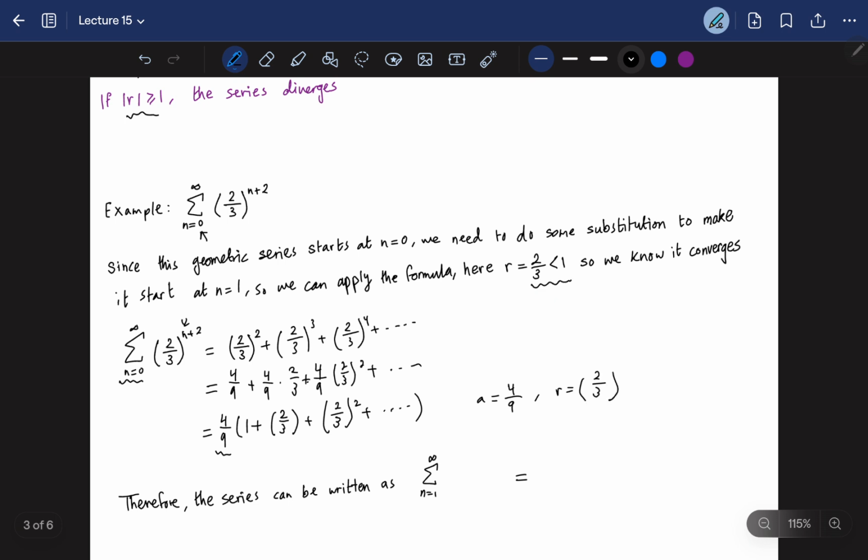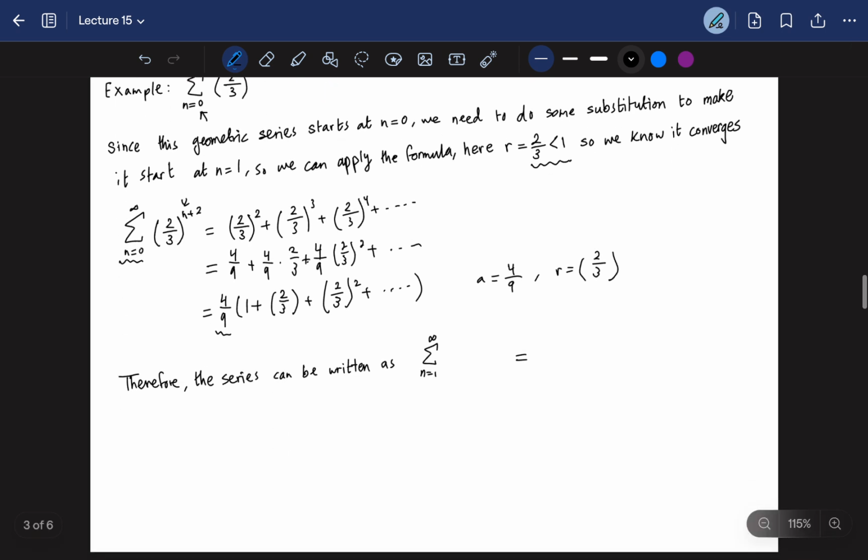Now 2 over 3 is less than 1, so we already know that this series is going to converge. So let's write it as a series that starts at n equals 1. So I'm going to have my a, so 4 over 9, and then 2 over 3. Now I want to raise it to something. Since I'm starting at 1 here, I need to get a 0 for the first term, 2 over 3 to the 0. But I'm plugging in 1 here, so I have to have n minus 1. Because once you plug in 1, you're going to get 2 over 3 to the 0, which is 1, which is perfect, which is what I get here, and so on. Now using the formula for the geometric series, this is going to be a, which is 4 over 9, divided by 1 minus 2 over 3.